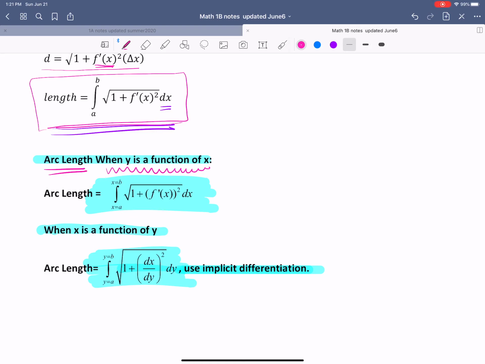When y is a function of x, the integration bounds will be the x values, and we would have the square root of 1 plus f prime of x squared as an integrand. dx is the operator. When x is a function of y, then my bounds will be the y values, and instead of f prime of x, it would be dx over dy squared, and dy would be the operator. We would have to use implicit differentiation for this one.